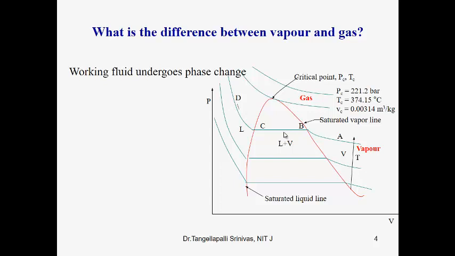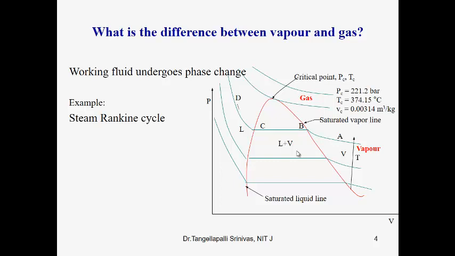In vapor power cycles, the working fluid undergoes phase change. In gaseous power cycles, there is no phase change because the working fluid remains in the gaseous form. For example, in the Brayton cycle, the working fluid is gas. In all the processes and components, the phase is gaseous form only. But in the vapor power cycle, it undergoes many states like liquid, liquid plus vapor, and the vapor.